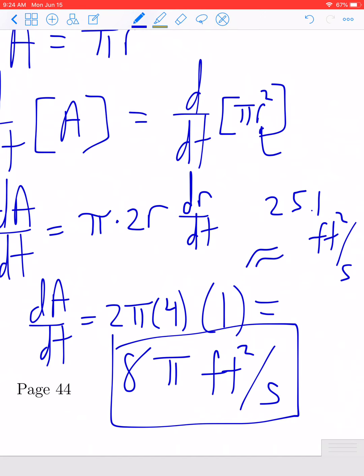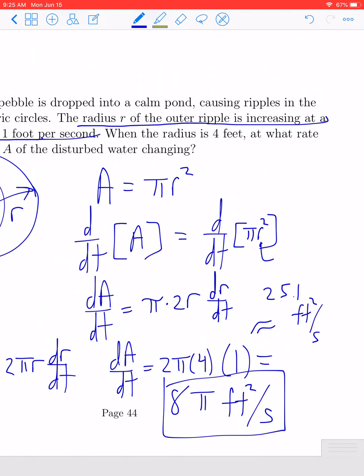Okay. Especially important with these applied related rates questions is to attach units. The numbers are nice, but we also want to make sure we're giving a full answer. So make sure you attach units where appropriate. So the rate of change of the area with respect to time is feet squared per second.